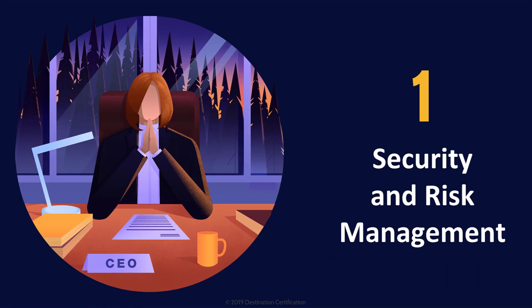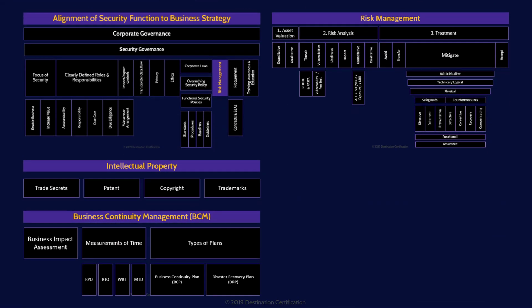Alright, welcome to the first of the domain review videos. We're going to be going through the major concepts, terms, and topics in Domain 1, Security and Risk Management. We're going to start with the most critical concept of how we align the security function with the overall goals and objectives of the business. And then we're going to start talking briefly about intellectual property, business continuity management, and, very importantly, risk management.